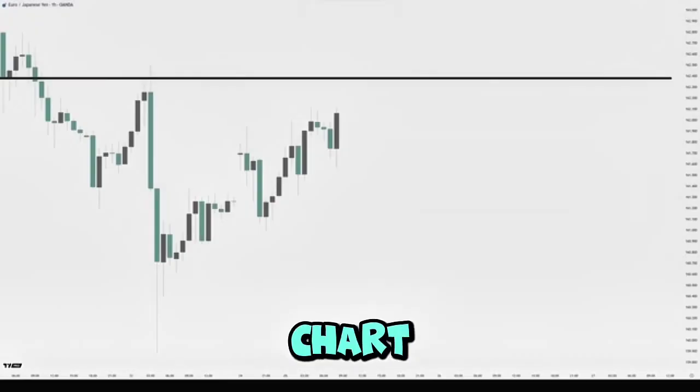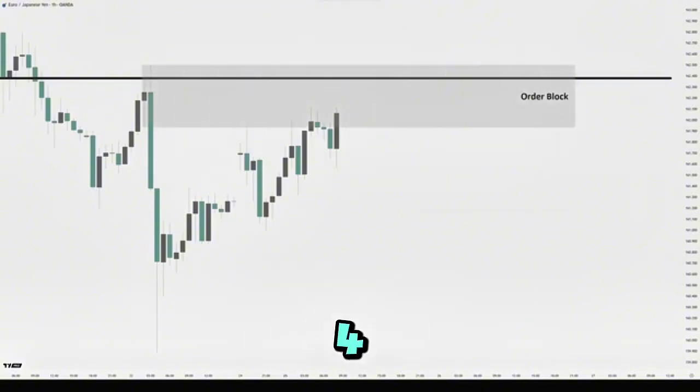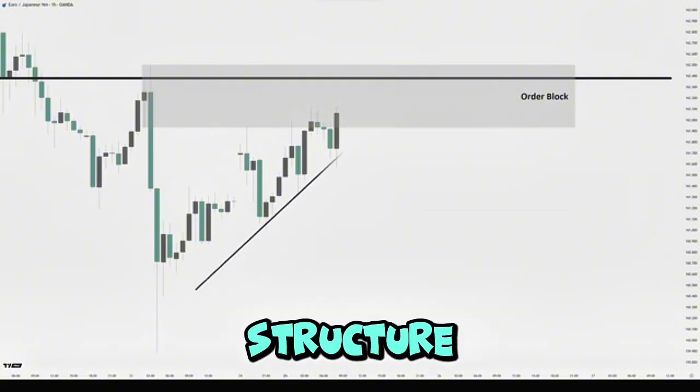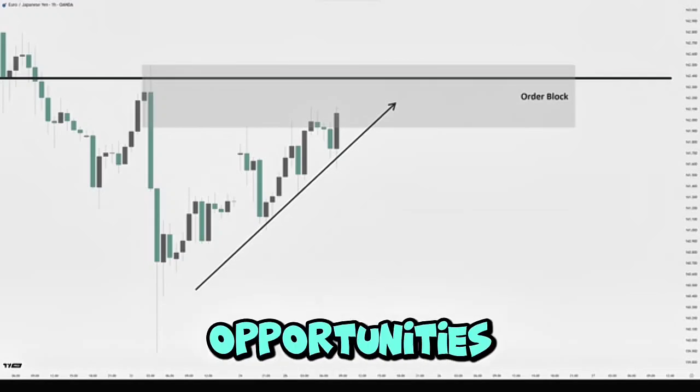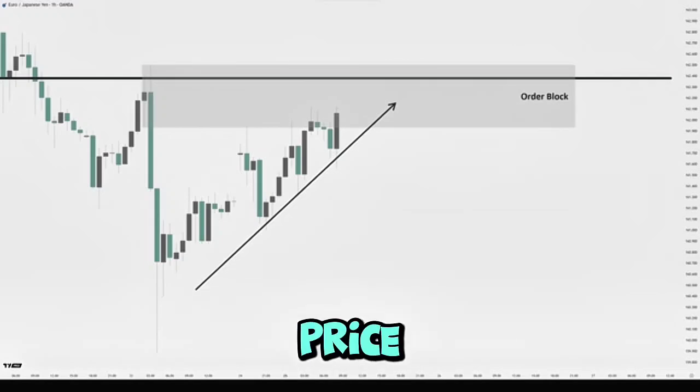On the 1-hour chart, we focus on identifying order blocks and placing our sell limits. Here, we can refine the 4-hour order block like this. However, we can't take short entries yet because, although the higher time frame is bearish, the 1-hour structure is still bullish. We need to wait for this short-term bullish uptrend to end before looking for selling opportunities. Now let's observe the price movements.